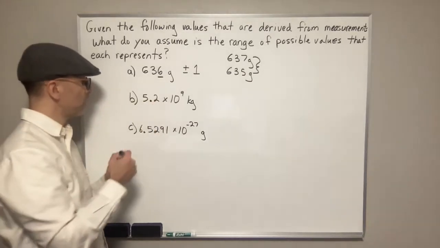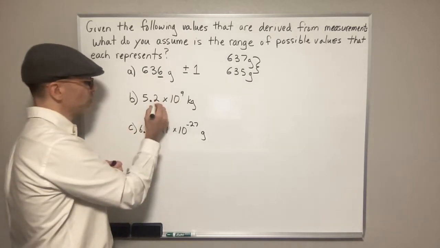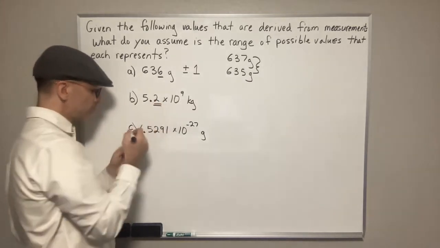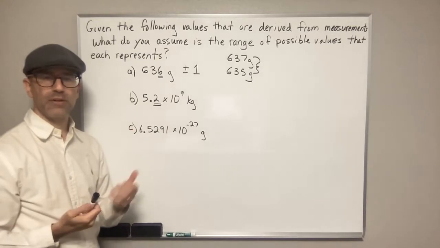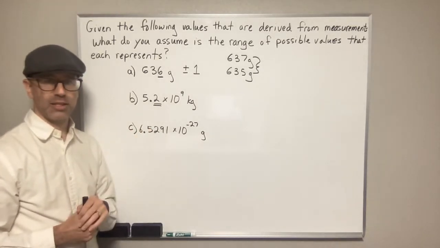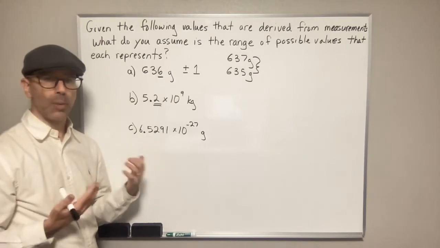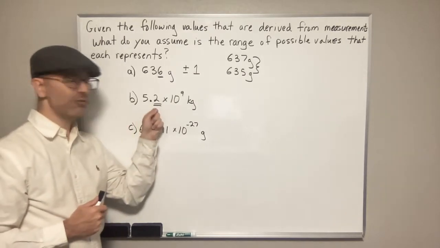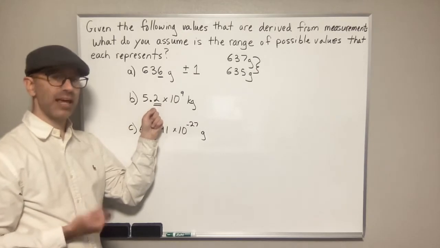So let's look at B. The last digit is 2. So we know that the uncertainty for this digit has to be plus or minus 1 in that last digit. But where is that last digit? What place is it in? If we're not careful, it looks like it's in the 10th place.